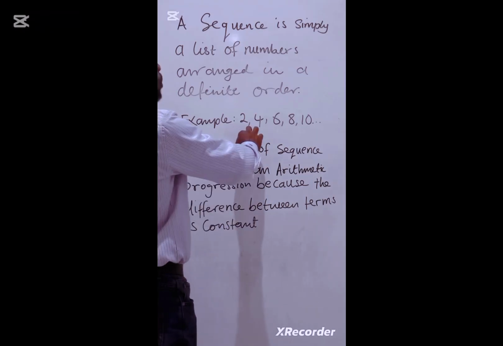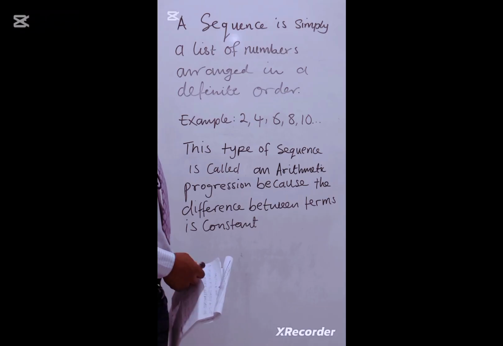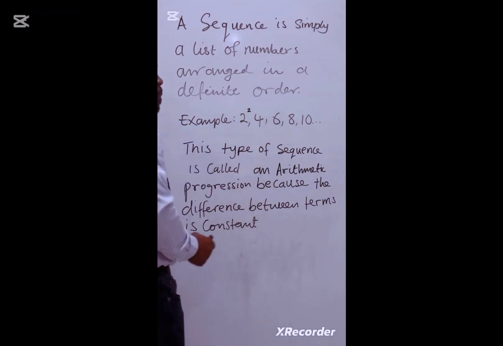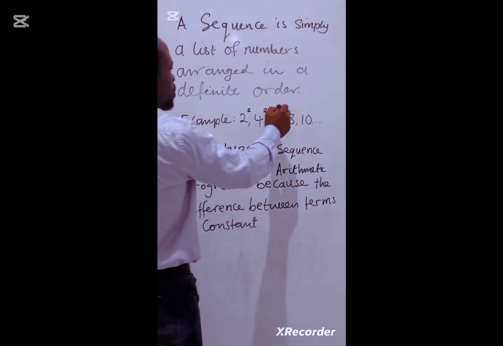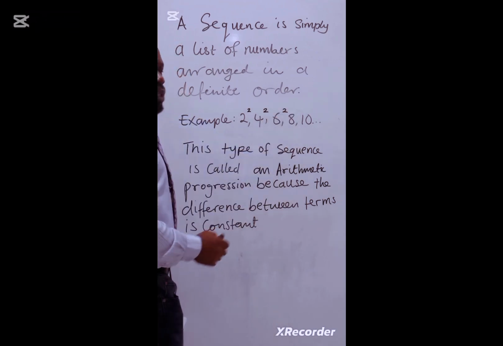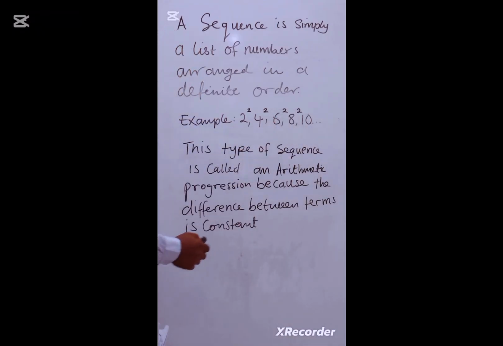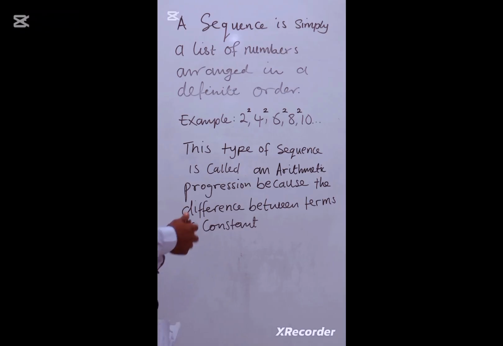The difference between terms in this sequence is constant. The difference between 2 and 4 is 2. The difference between 4 and 6 is 2. The difference between 6 and 8 is 2. The difference between 8 and 10 is 2. So we can see that there's a constant difference between the terms, between the numbers.